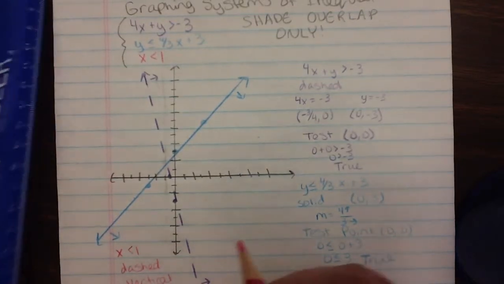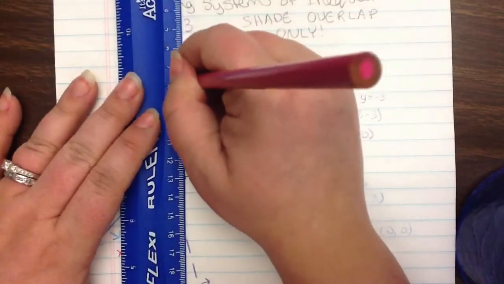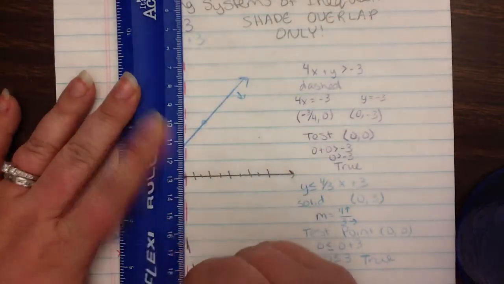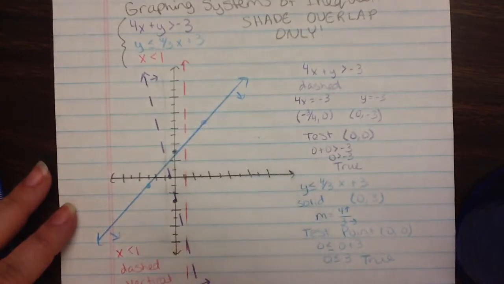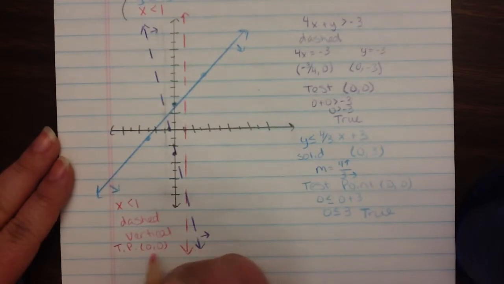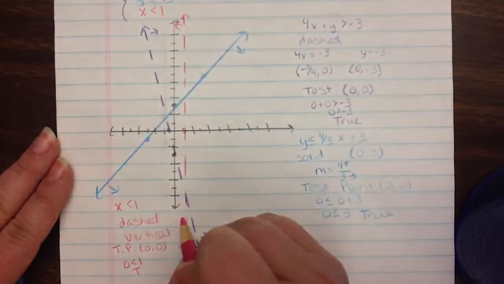And we still need to test it, so let me draw it in here, and then we'll test it. Let's test (0, 0). Is 0 less than 1? That is true. So this one's going to be shaded to the left of it.